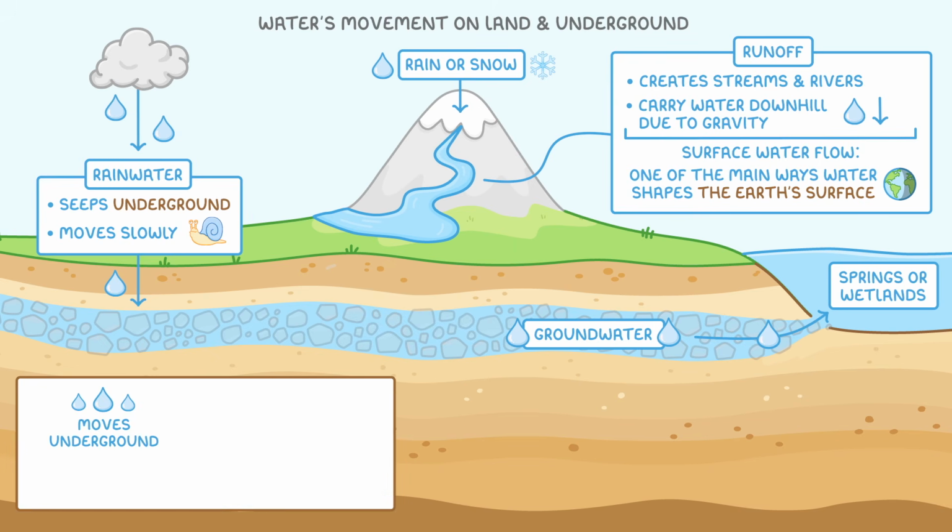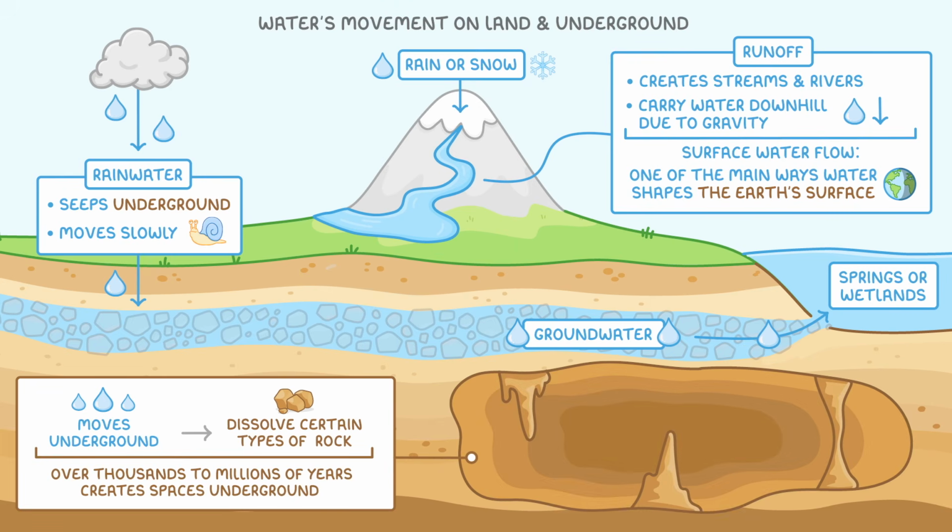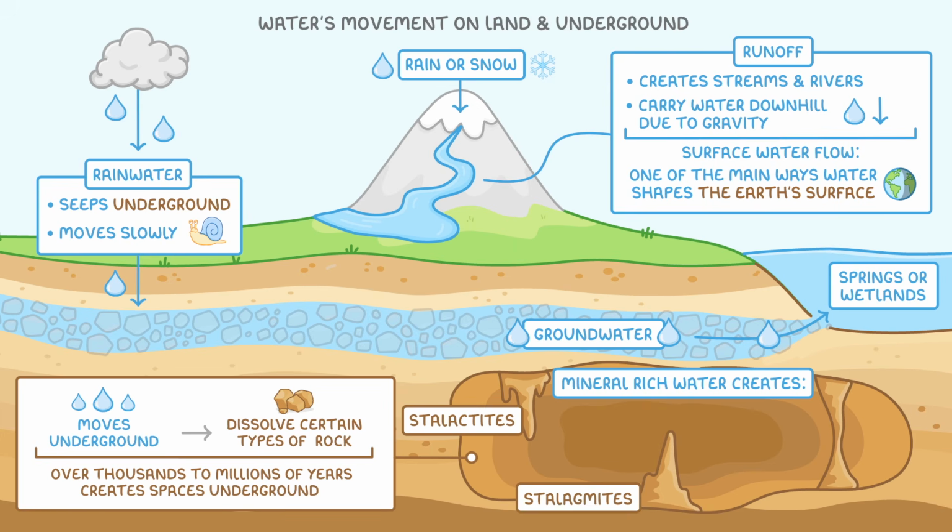As water moves underground, it can pass through and dissolve certain types of rock, and over thousands to millions of years, this creates spaces underground like caves. In these cave systems, mineral-rich water creates a few interesting features. Stalactites that hang from ceilings, stalagmites that build up from floors, and columns where they meet in the middle.